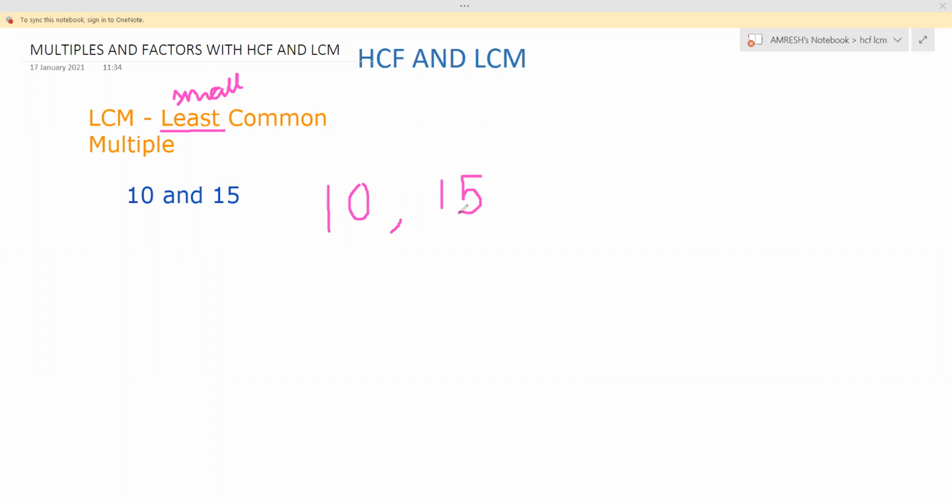So how to do it? By the prime factorization method, you have to find the HCF of these numbers first. In order to find the HCF, first you find the prime factorization.